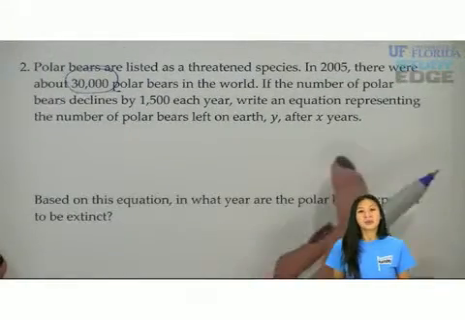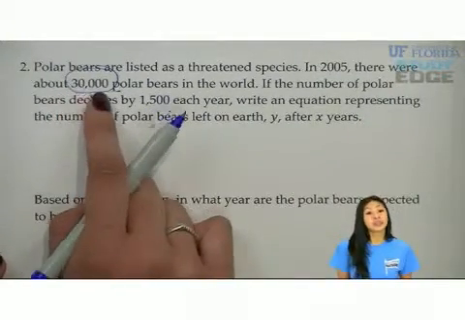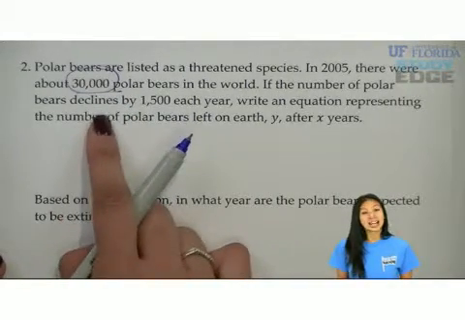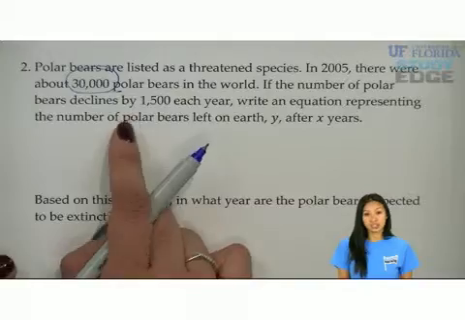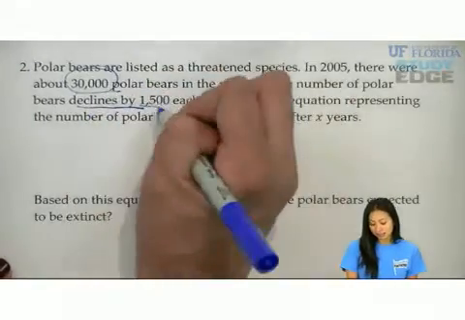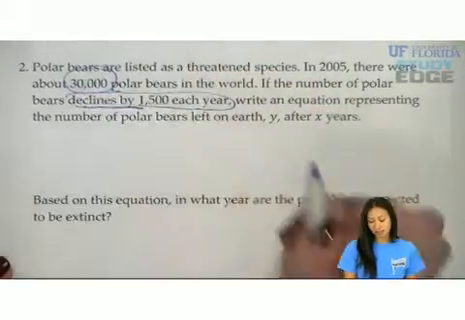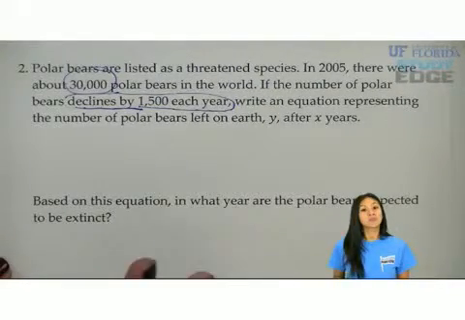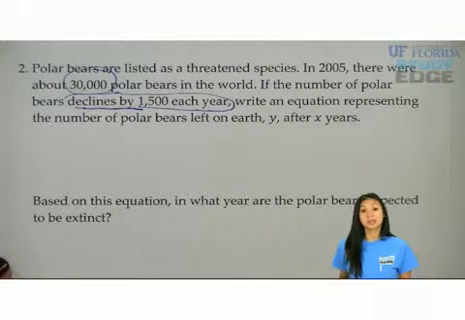So in 2005, there were about 30,000 polar bears left in the world. The number of polar bears declines by 1,500 each year. That sounds pretty important, so I'm going to circle that. Write an equation representing the number of polar bears left on Earth.